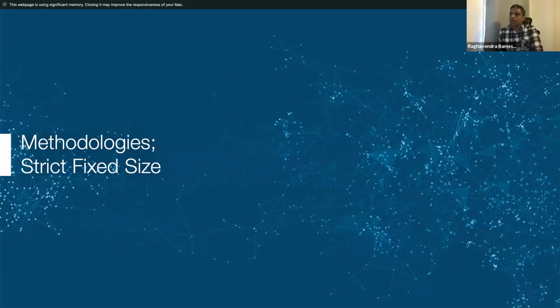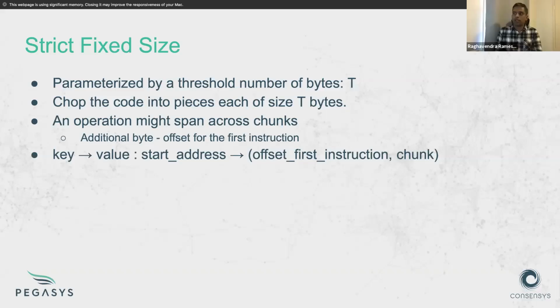The idea here is simple. Given a parameter t, which means the threshold number of bytes, we chop the code into pieces, each of size exactly t bytes.